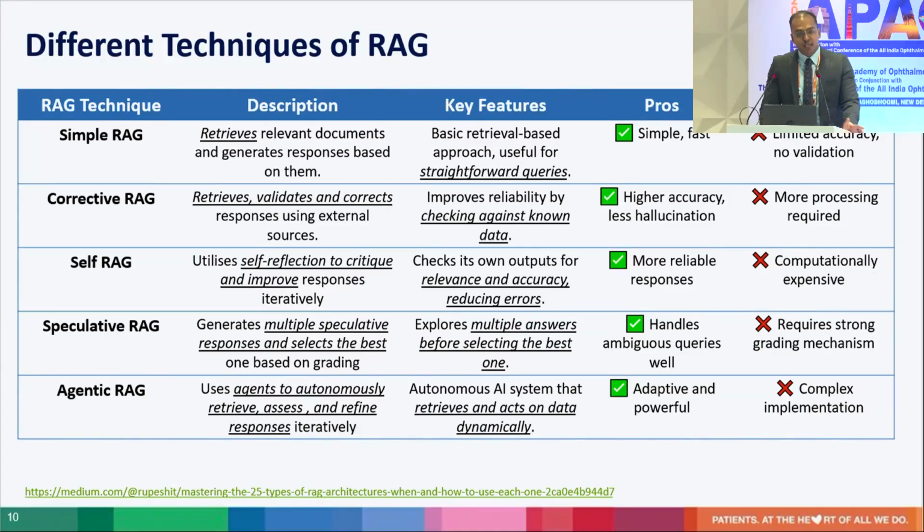So there are many different techniques of RAG, essentially, right? I'm just going to briefly mention all of these. All of these methods are kind of humanized to some extent, right? If you look at it, there's corrective RAG, self-RAG, speculative RAG.